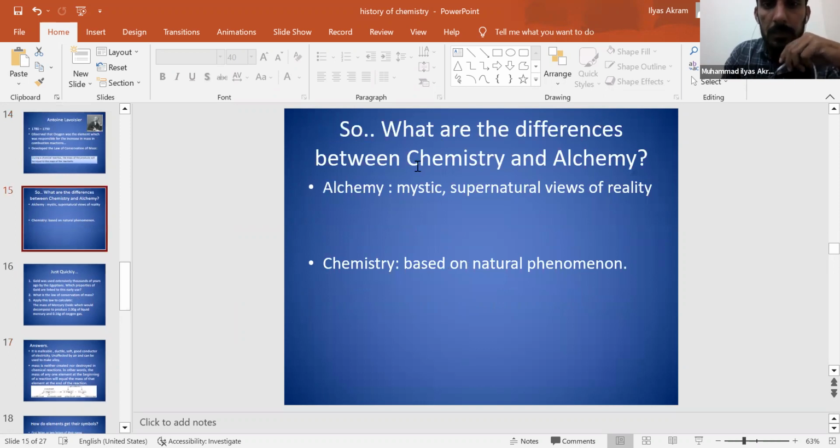So what is the difference between chemistry and alchemy? Simply put, alchemy was mystic and had supernatural views of reality. They considered that we can generate everything from different substances, and they basically used gold. They believed that we can use silver and other metals as a substance or reactant to extract gold. So here is the simple difference between both of these.